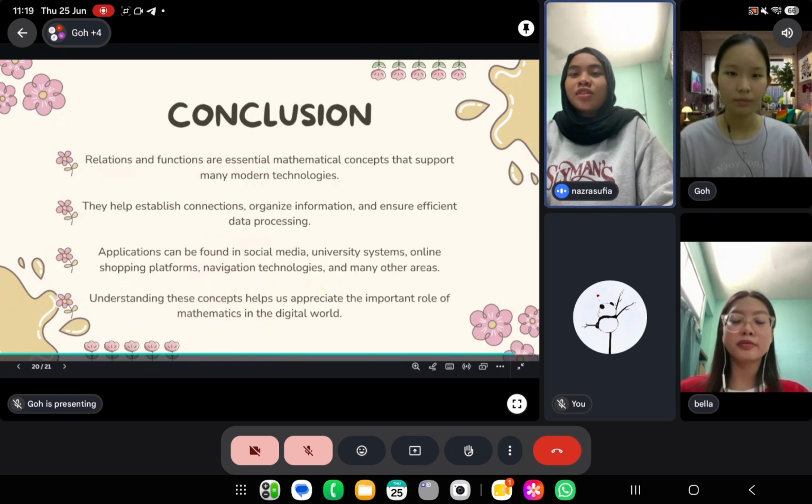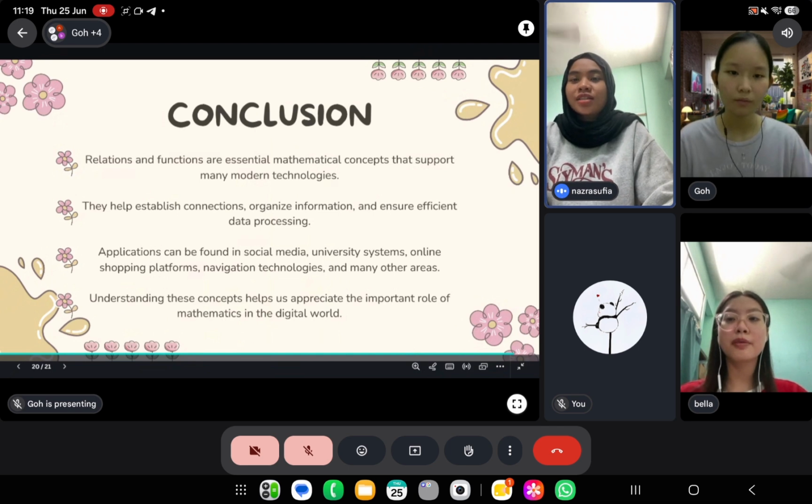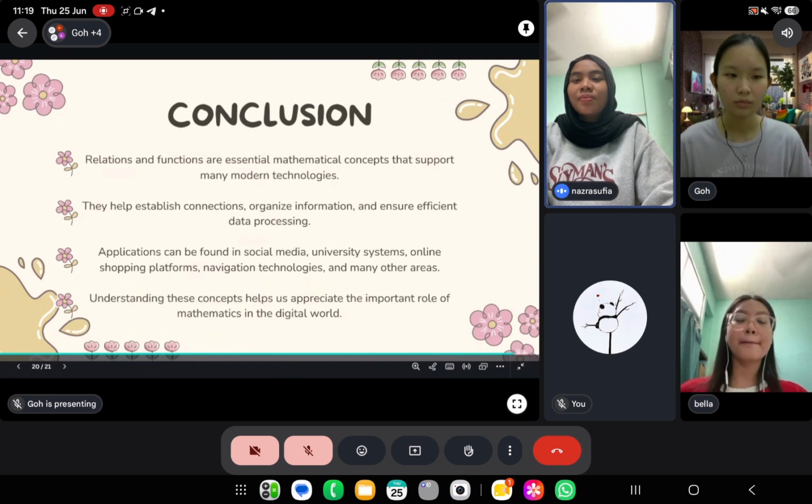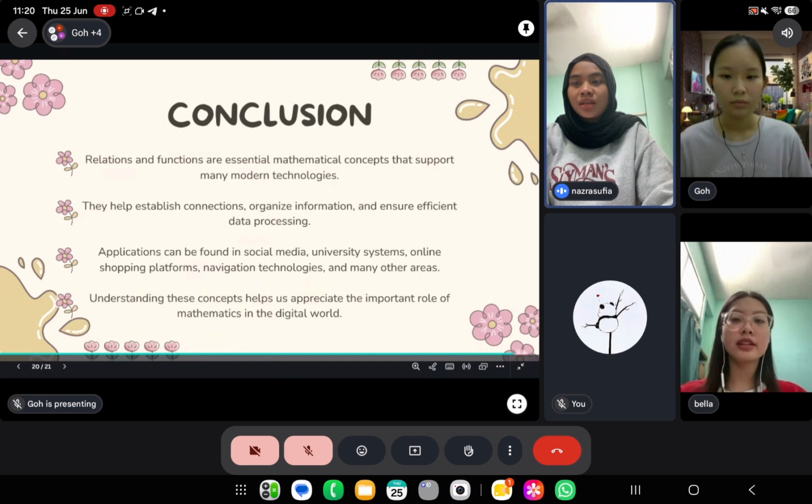And the last one is the conclusion. The first one is relations and functions are essential mathematical concepts that support many modern technologies. The second one is they help establish connections, organize information, and ensure efficient data processing. The third one is applications can be found in social media, university systems, online shopping platforms, navigation technologies, and many other areas. And the last one is understanding these concepts helps us appreciate the important role of mathematics in the digital world.